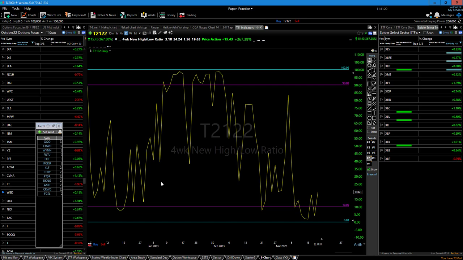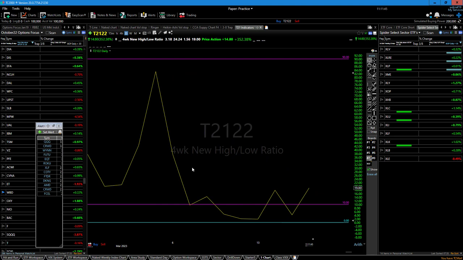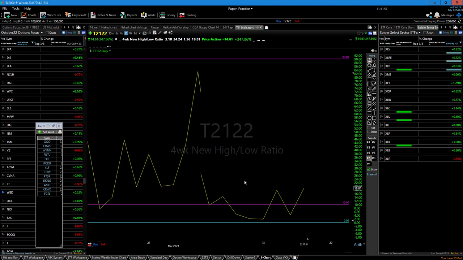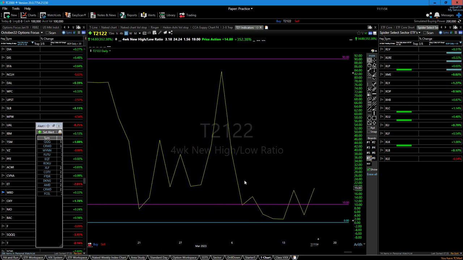So first off, what is T2122? It's classified under the TC2000 website as a company fundamental indicator. But you know, I'm going to say not so much. Because all it really is, if you can read the little watermark here, is a 4-week new high, new low ratio. So basically they take the New York Stock Exchange and all of the new highs, all of the new lows, and create a ratio. And that ratio plots on the chart.